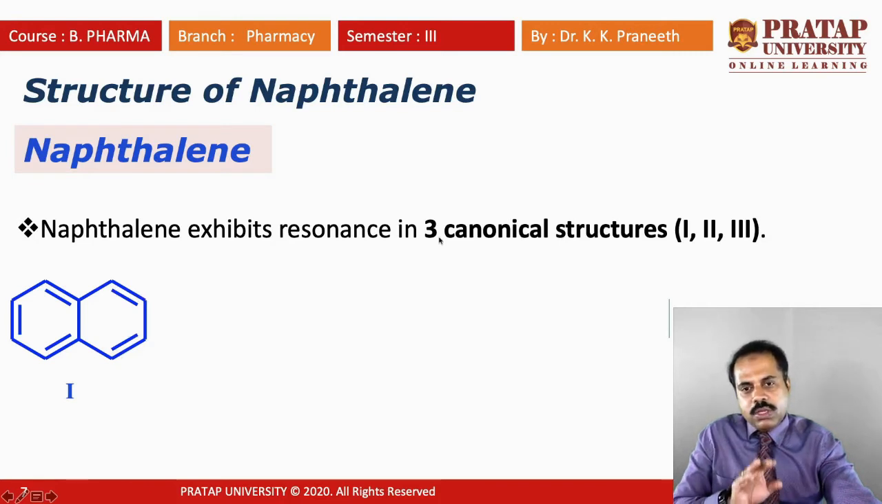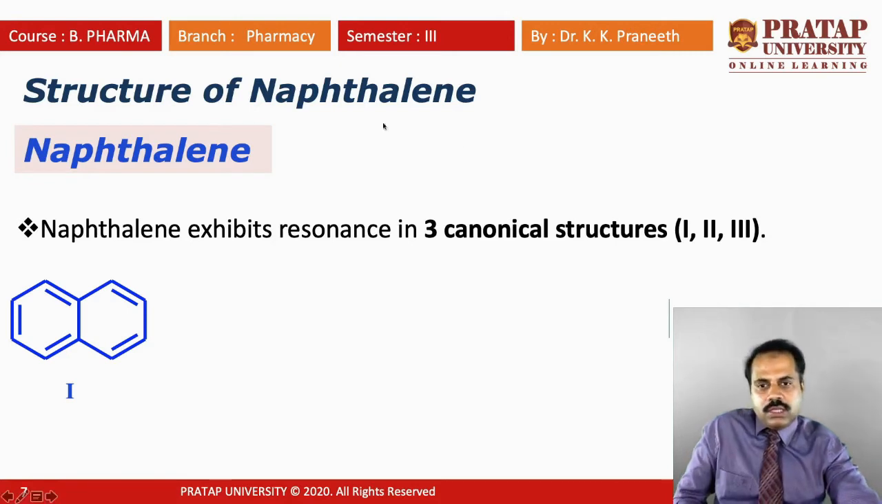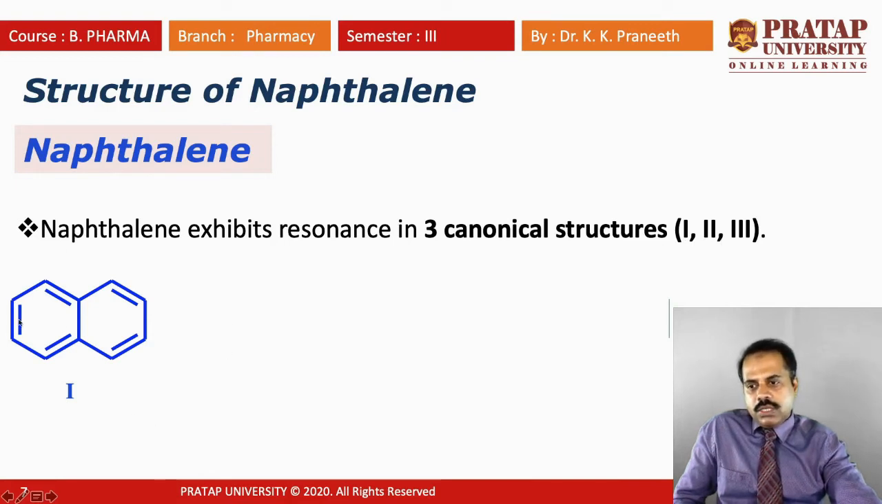So the reactivity will be the same; only the double bonds are shifted. If you have more resonance structures, the compound is more stable. This is the general idea behind resonance structures. It contains three resonance or canonical structures: 1, 2 and 3. This is the first structure of naphthalene. It has 5 double bonds, and please note where the double bonds are: here, here, here, here, and here.